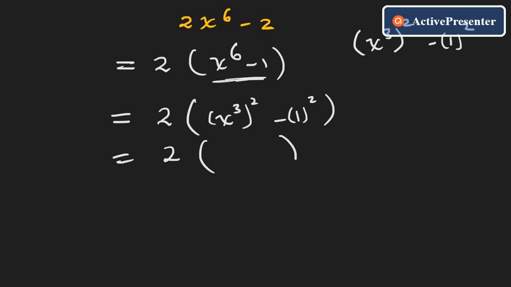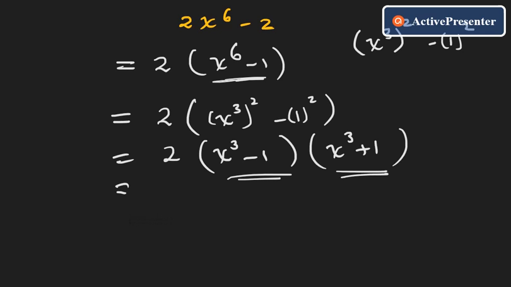This means it is a multiplication of the sum multiplied by the difference, so it would be x cubed minus 1 multiplied by x cubed plus 1. Now, are we done? Not yet. This can be factored and this can be factored. So, let's complete our job here.